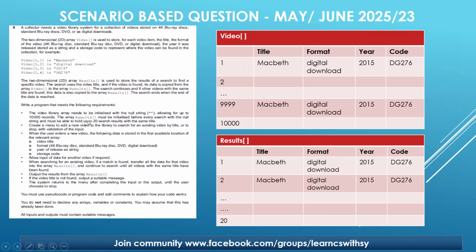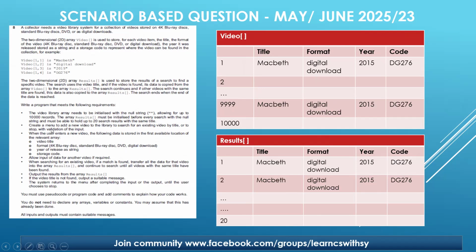Now, moving back to this one, the array results must be initialized before every search with a null string and must be able to hold up to 20 search results with the same title. This is shown here. Your results array is not containing 10,000 locations. It's only containing 20 locations, or 20 values are supposed to be stored here, as can be seen here. So we have just drawn a sample for our own cells to make the understanding easier in order to perform all the activities. Now, moving back to this one. First one is clear. We have to initialize the arrays. This is my first requirement.